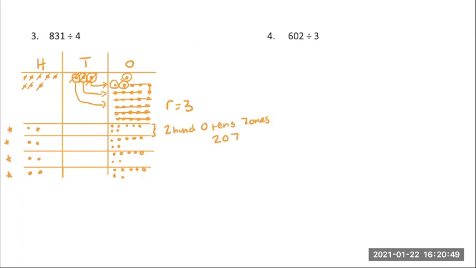So we have to double check and make sure our answer is correct. 207 times our divisor, 7 times 4 is 28. 4 times 0 is 0 plus 2, that's a 2. 4 times 2 is 8, and we're going to add our remainder. That gives us 8 plus 3 is 11. 2 plus 1 is 3, and 8 plus nothing is 8. So we have 831 here. We started with 831, so we know we got it right.